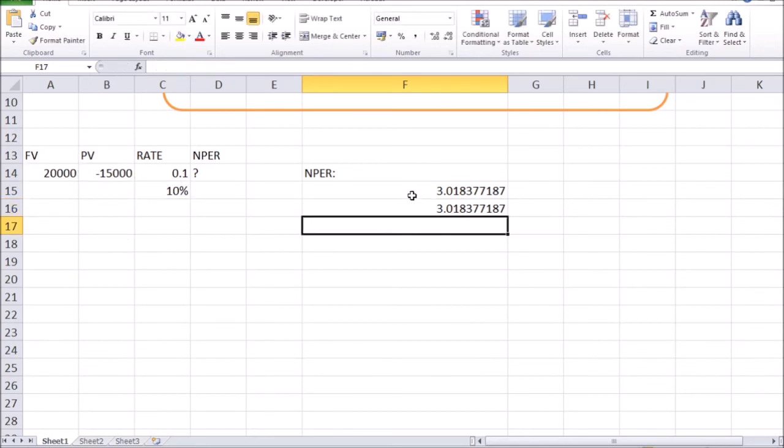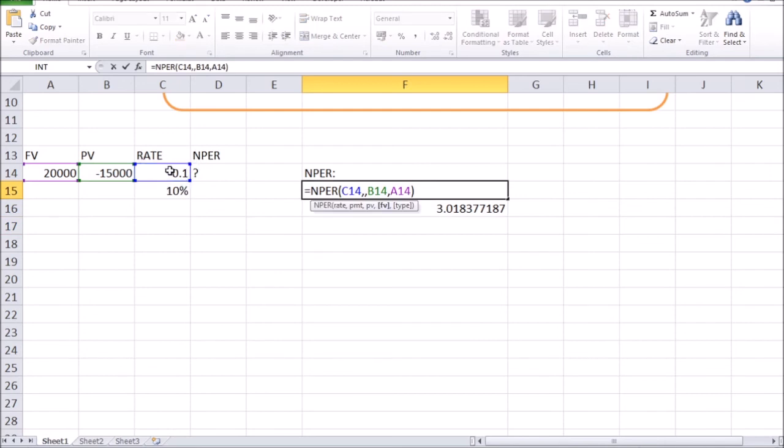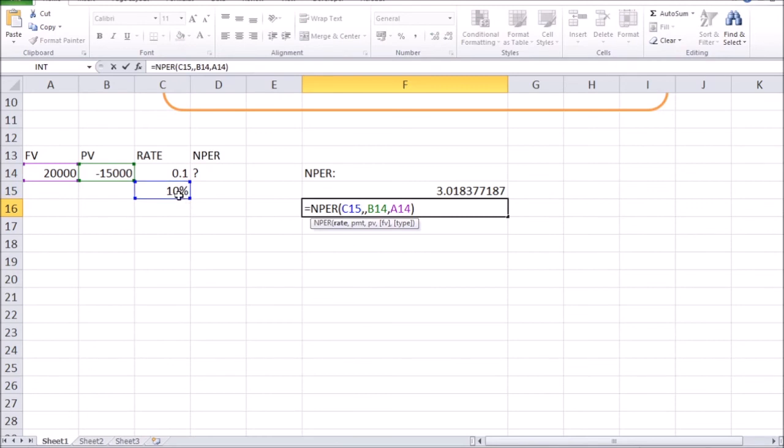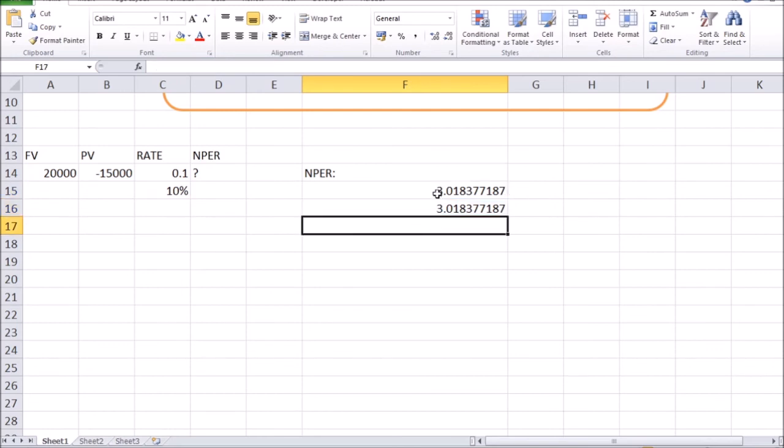You see, the answers are the same. Although in the first case we entered 0.1 for 10%, in the second case we entered 10% for 10%. The computer would understand both, and it shows that we have to wait for slightly more than 3 years for this investment to grow into 20,000.